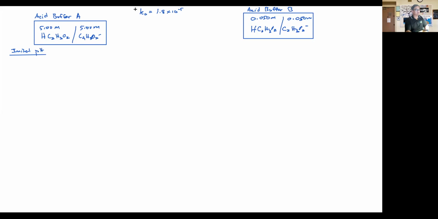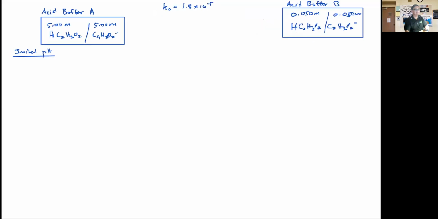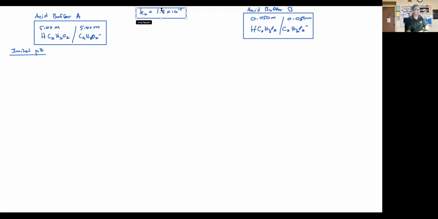Okay, so let me go ahead and write that in there really quickly. So that's our Ka right there. Keep that in mind: this Ka is the same for both of these. Remember, with equilibrium constants, those will always be the same for a given acid. The concentrations may change and change the equilibrium position, but the equilibrium constant will be the same.